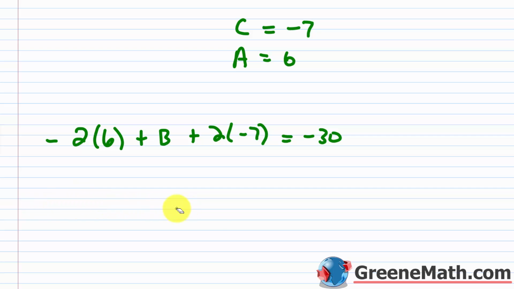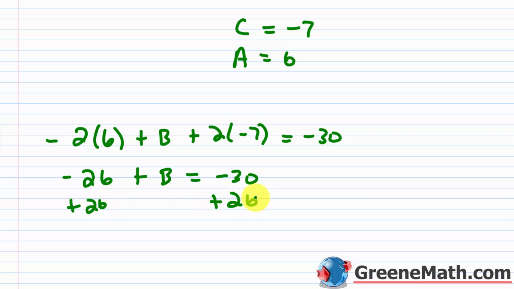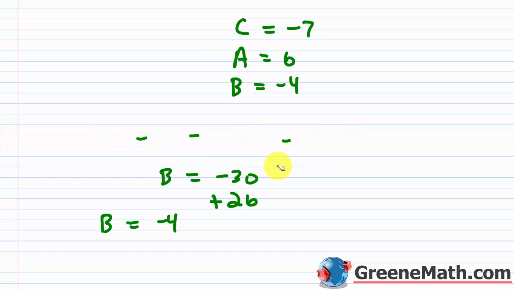Let's get rid of that. We don't need it. So we'd have negative 12, and then 2 times negative 7 is negative 14. Negative 14 plus negative 12 is negative 26. So let's put negative 26 plus b equals negative 30. Let's add 26 to both sides of the equation. So this is gone, and we find that b is equal to negative 4. So b is negative 4. All right, so now we found a, b, and c.